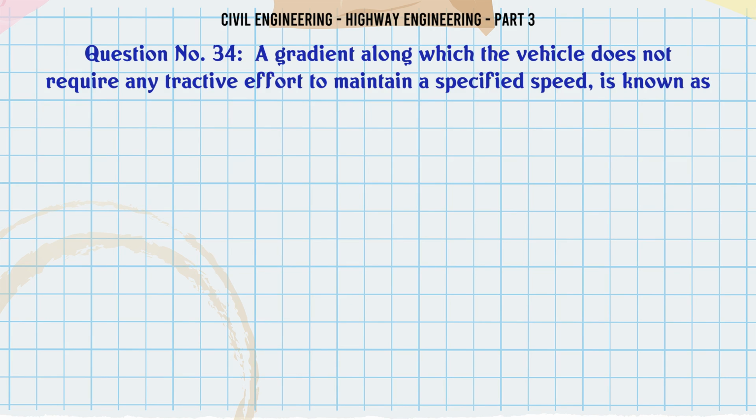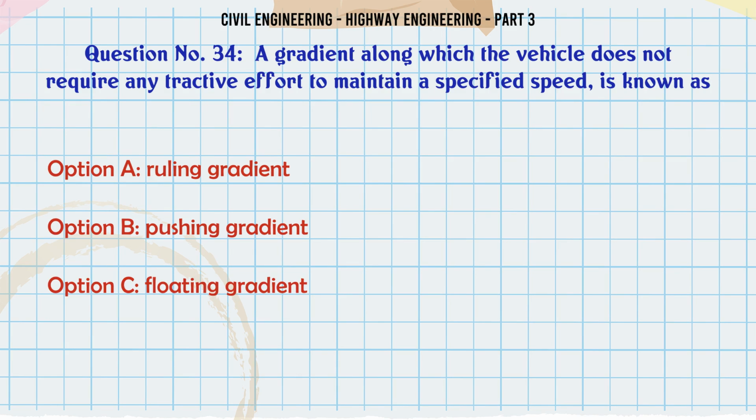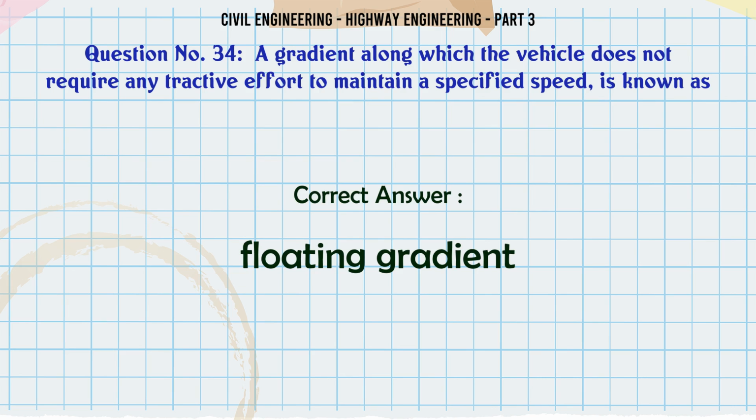A gradient along which the vehicle does not require any tractive effort to maintain a specified speed is known as A. ruling gradient, B. pushing gradient, C. floating gradient, D. minimum gradient. The correct answer is floating gradient.